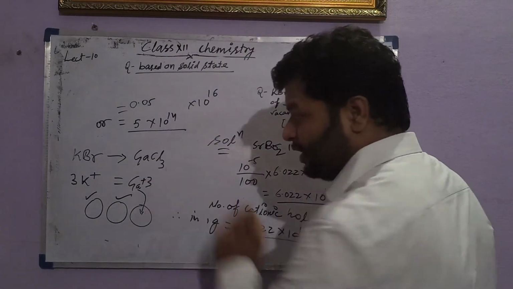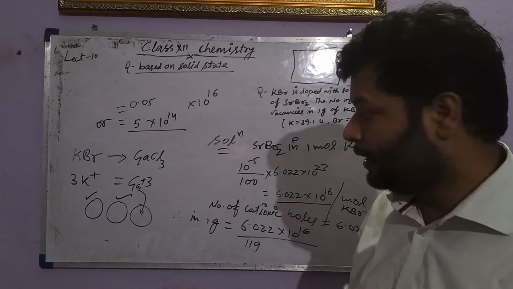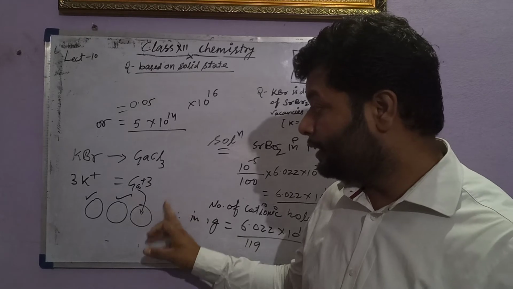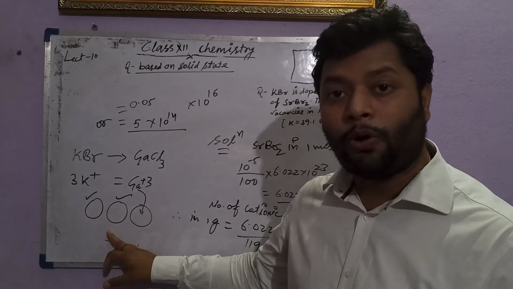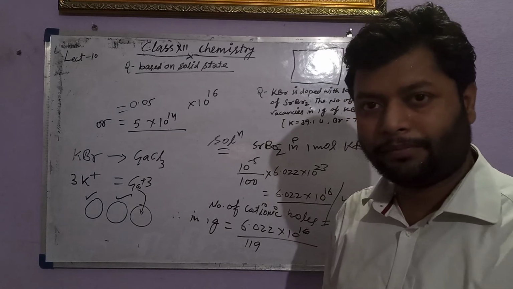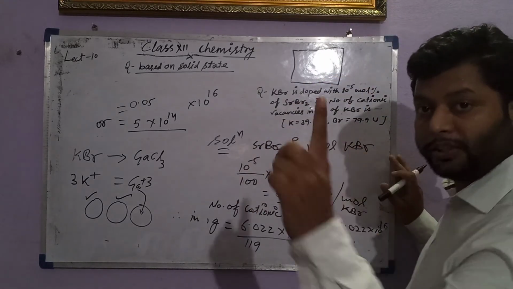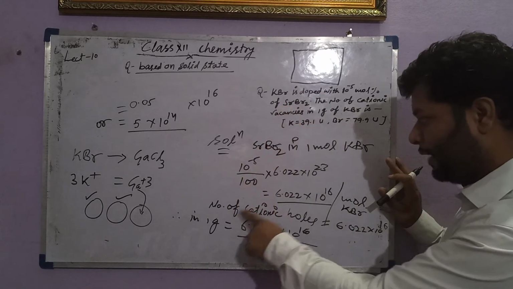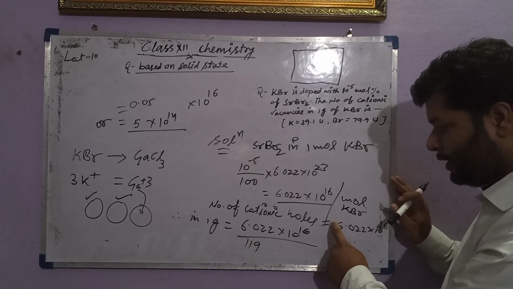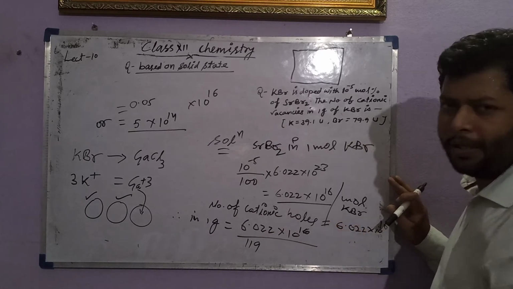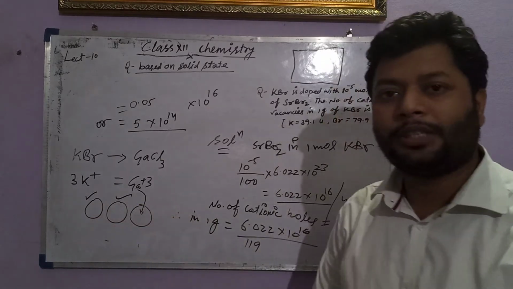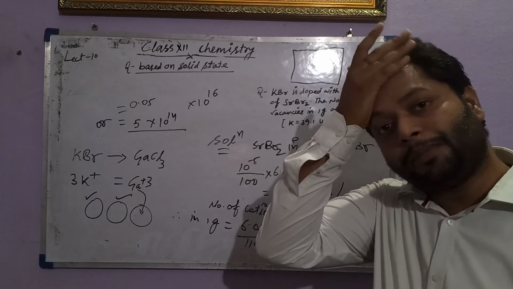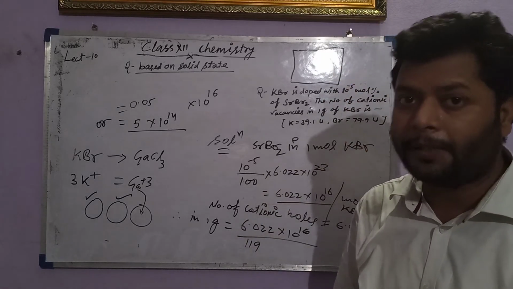So if the valency is 3, the number of cationic holes generated is double the number of impurities added. In the same question, if there was gallium bromide or gallium chloride, the number of cationic holes must be 2 times this value, because 2 cationic holes are left. That is the concept you have to learn. So we dealt with one numerical concept of the impurity defect in imperfections.